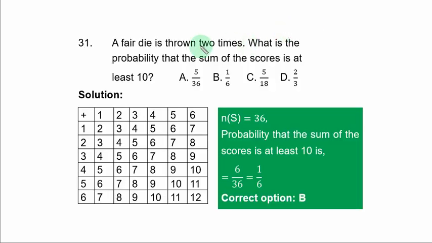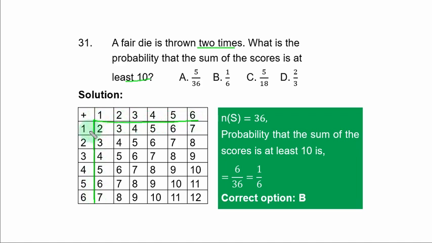Question 31. A fair die is thrown 2 times. What is the probability that the sum of the scores is at least 10? You know, a die has 6 sides, 1 to 6. For 2 times, you can have 1 to 6, 1 to 6 in the table. So you are interested in these results from here and from here. So we get the sum.